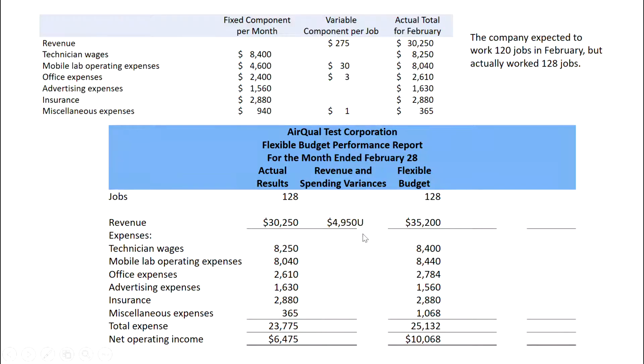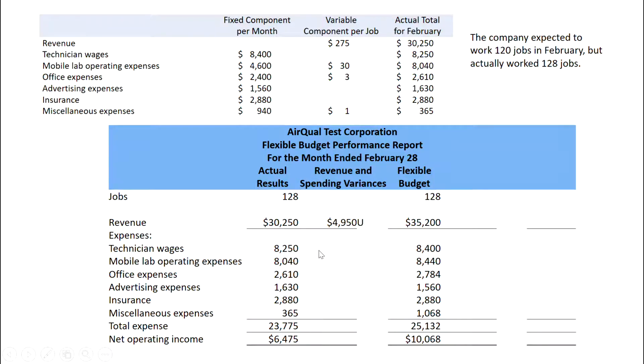What might have caused this? Well, the answer isn't that we sold less jobs, because we base both of these numbers on selling 128 jobs. The answer may perhaps be if we have different types of jobs. Maybe we anticipated selling more expensive ones and we actually sold cheaper ones. So it might actually be the mix of what we sold, not the quantity of what we sold.